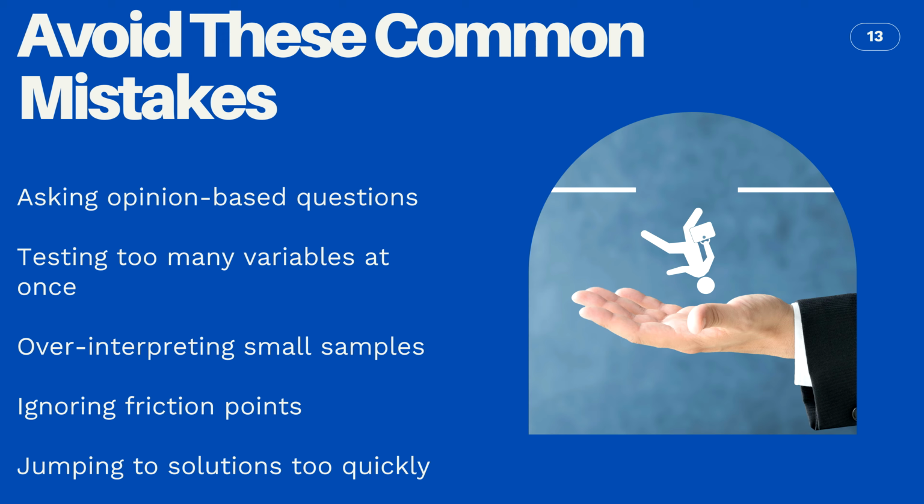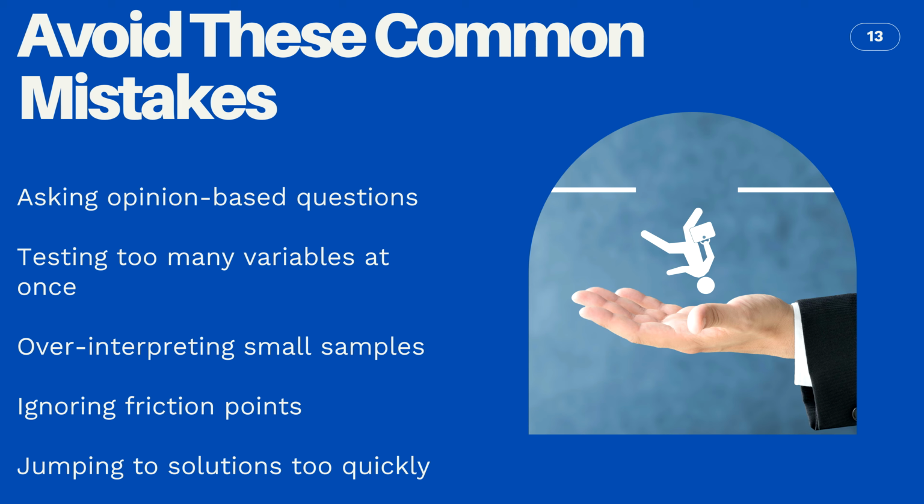Second, avoid testing multiple variables at once. When you change too many things, you lose the ability to isolate what caused the change in behavior. Third, avoid over-interpreting small samples. Behavioral insights should be grounded in patterns, not anecdotes. Fourth, avoid ignoring friction points. Friction is one of the most powerful drivers of behavior, and even small barriers can have a disproportionate impact. Finally, avoid jumping straight to solutions before understanding the underlying behavioral mechanisms. Effective behavioral research requires patience, structure, and a commitment to understanding the why behind the what.